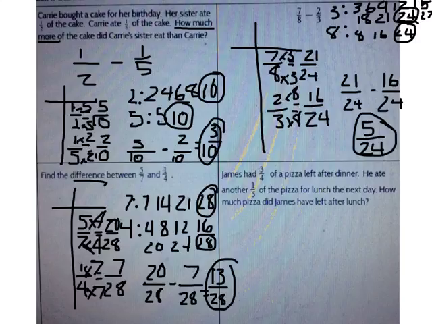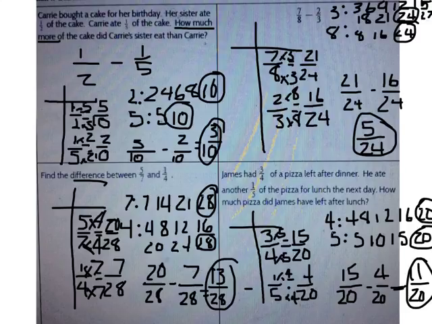Try another. James had 3/4 of a pizza left after dinner. He ate another 1/5 of the pizza for lunch the next day. How much pizza did James have left after lunch? Well, what operation do I need to solve this problem? I need to subtract because I'm taking some more of the pizza away. I need to subtract 3/4 minus 1/5. Go ahead and do that on your paper now.